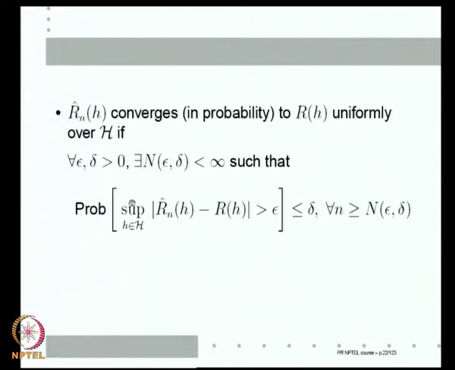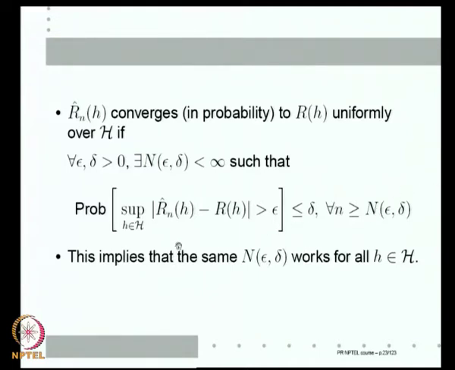That is, given an epsilon and delta, there exists one capital N, which can depend on epsilon and delta, such that the probability that the supremum over all h of the difference between R̂_n(h) and R(h) is greater than epsilon is less than delta, if the number of examples is greater than capital N. What it means is, given an epsilon and delta, I can calculate one number N(epsilon, delta) which works for all h. Works for all h meaning no matter which h I am estimating the risk for, if I estimate with this number of n samples, I will get to epsilon accuracy. So, that is what is meant by uniform convergence. We discussed this last class.